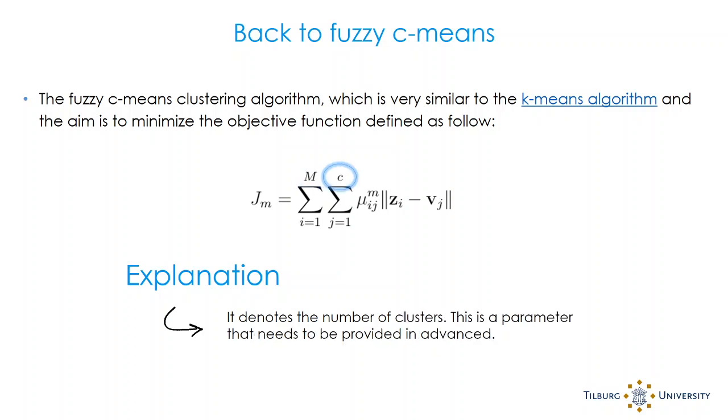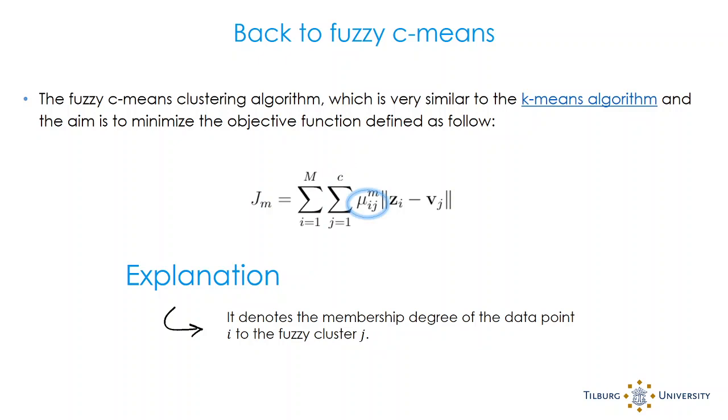The second component is C. It's a parameter we need to define in advance. C here is equivalent to the K parameter in the K-means algorithm. Basically, it's how many fuzzy clusters we are going to compute with the fuzzy C-means algorithm. Again, this is a parameter we need to specify ourselves in advance.